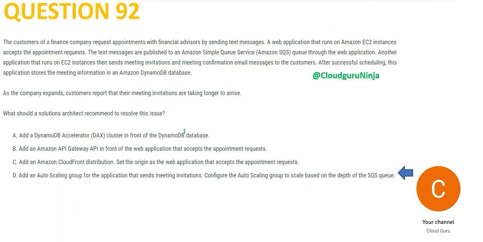Option D, here the first thing you have to do is you are using an auto scaling group. Auto scaling group of what? Auto scaling group works for EC2 instances. You have more load, you have to send more invites, you need more compute. If you need more compute, use auto scaling group, auto scale, add more EC2 instances. Once you have done that, you configure the scale based on the depth of the queue.